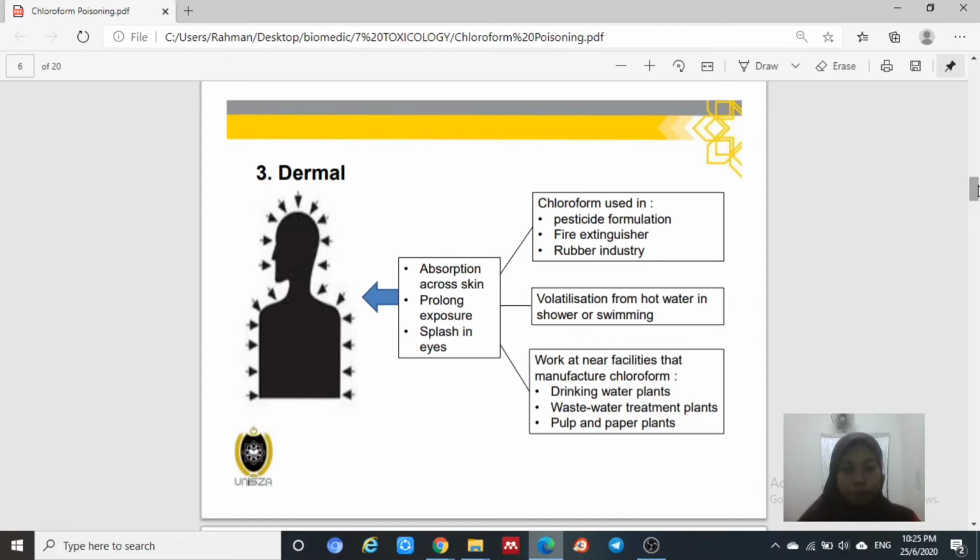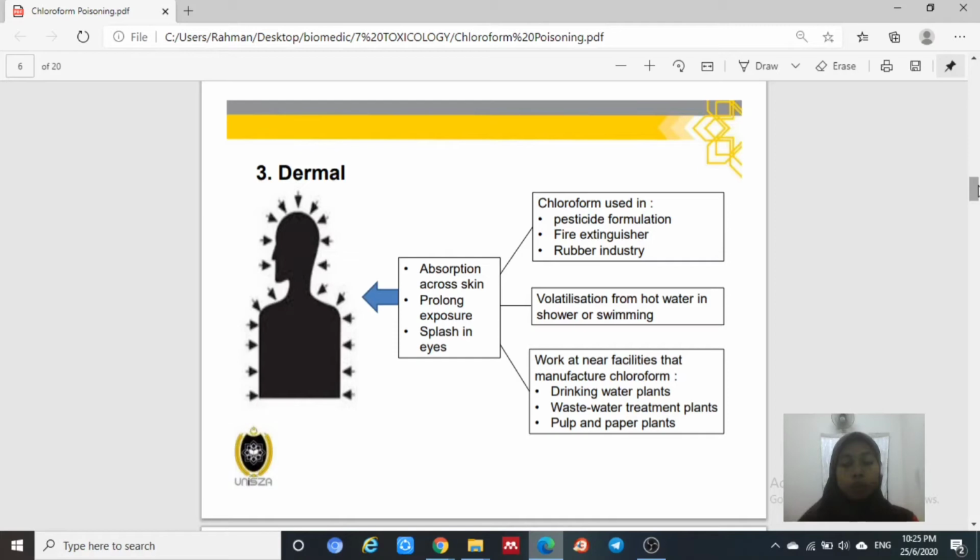And then volatilization from hot water in a shower and a swimming pool can also cause dermal contact when someone has a bath or swims in this swimming pool. Okay, so they can get dermal contact with the chloroform inside the hot water.